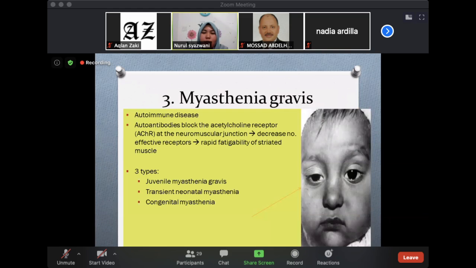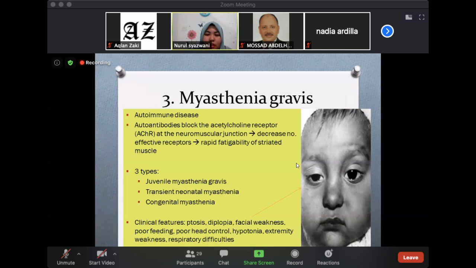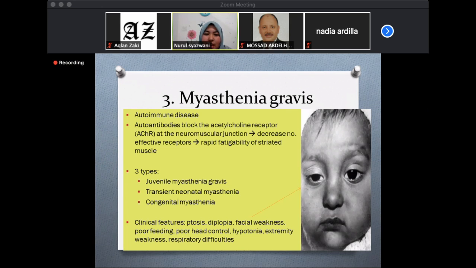So myasthenia gravis is an autoimmune disease associated with the acetylcholine receptor. Autoantibodies block the acetylcholine receptor at the neuromuscular junctions, and this will decrease the number of effective receptors and cause rapid fatigability of striated muscle. So it has three types: the first one is juvenile myasthenia gravis, transient neonatal myasthenia, and the last one is congenital myasthenia.